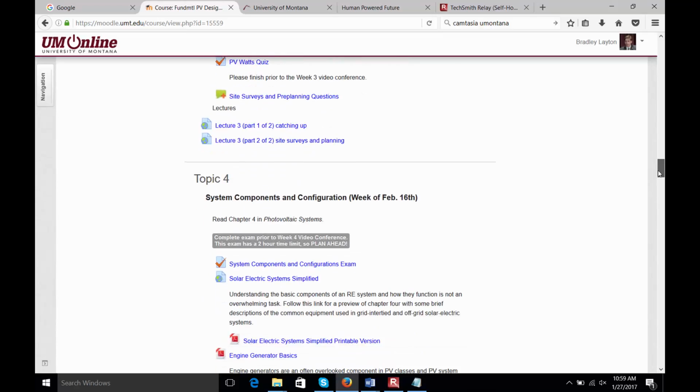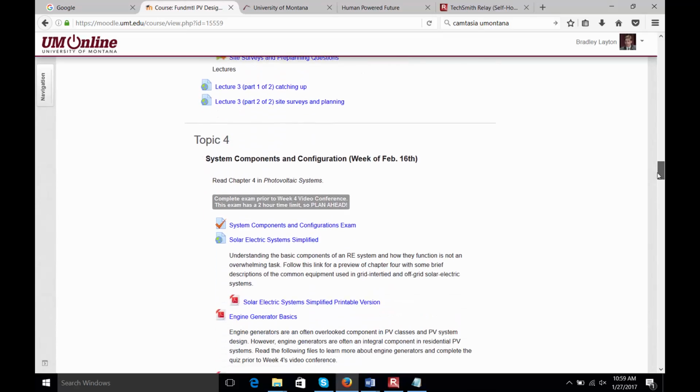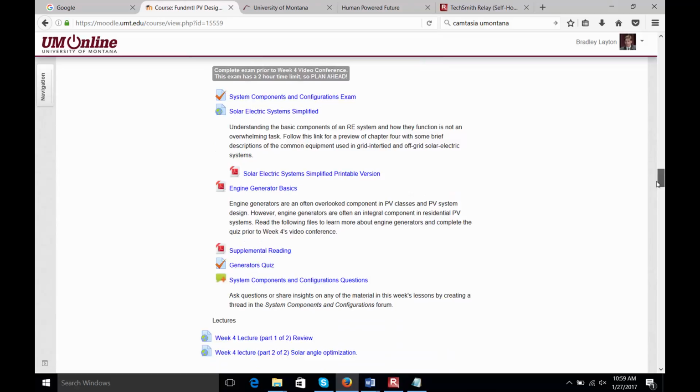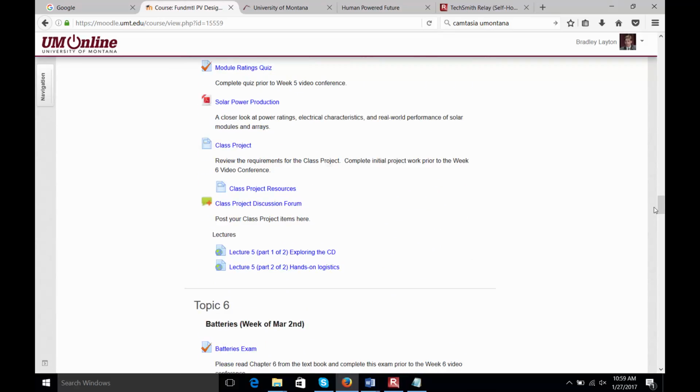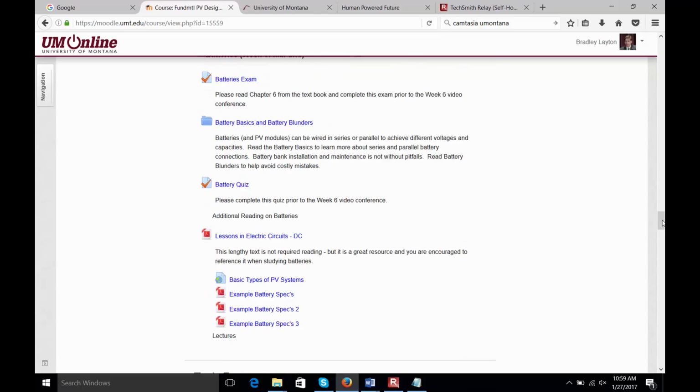PV Watts quiz. System components, generators, cells, modules, batteries. A couple quizzes per week, and they're just little nuggets based on the readings. And this course has been put together by 3 or 4 different people. Greg Guccio worked on it a lot. Connor Darby worked on it a lot. But it seems a little Frankenstein. Maybe that's why. But there's a lot of good stuff in there.